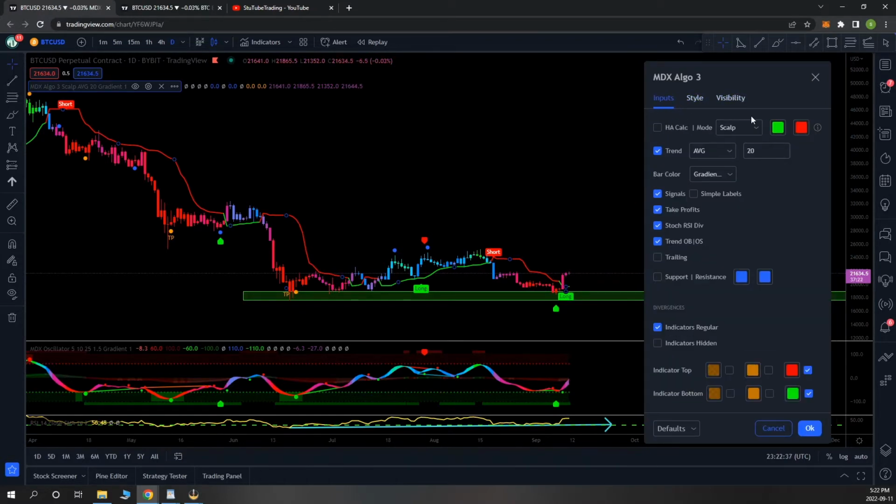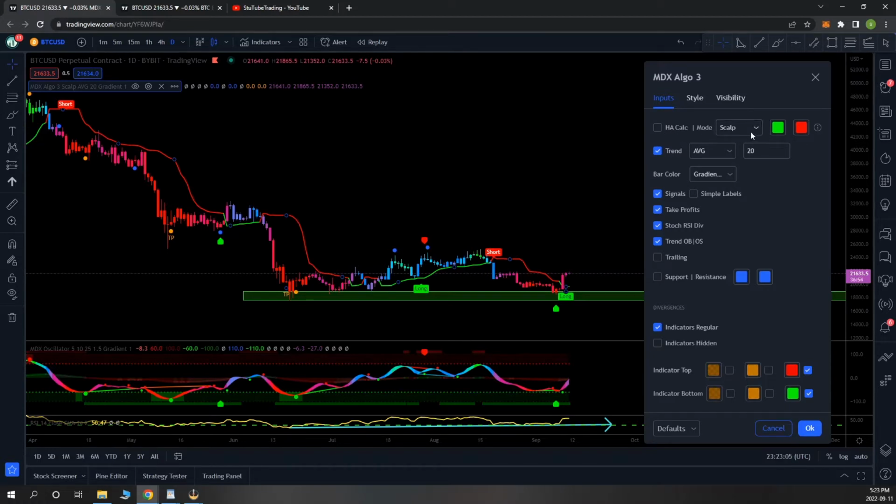First thing I want to go over is if you're like me and you use regular candles on your charts, you're going to want to make sure the Heikin-Ashi calculation box is not checked. If you're using Heikin-Ashi candles, then you check that box. Doesn't make a huge difference, but some of the signals do change, so it's just a little fine-tuned. So that's something you're going to want to do first, depending on what candle type you use.